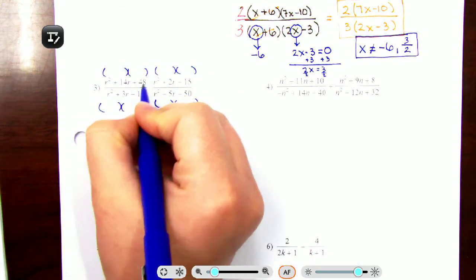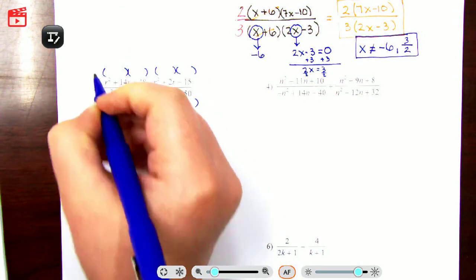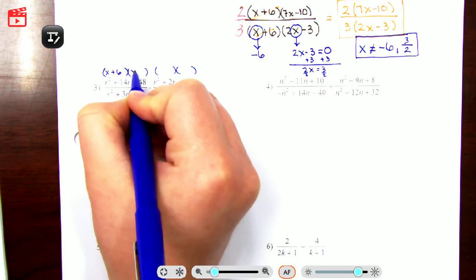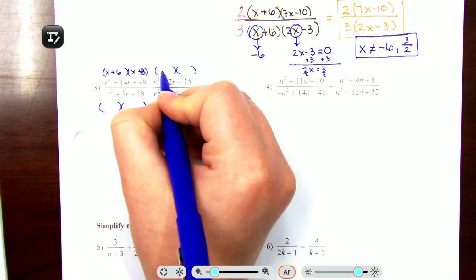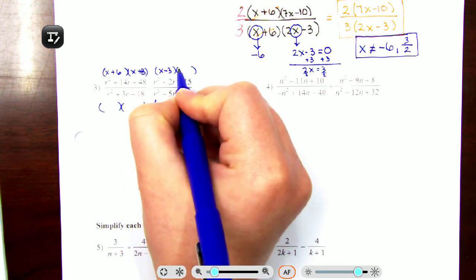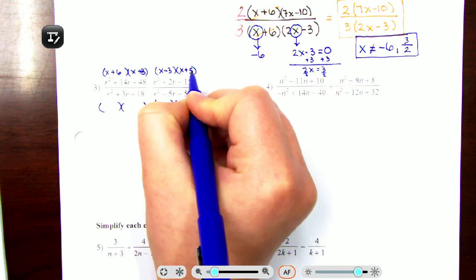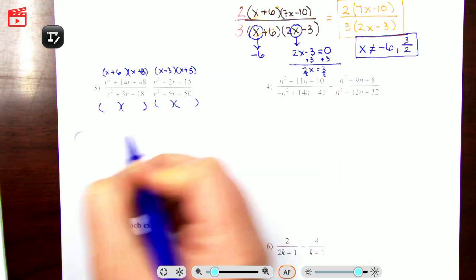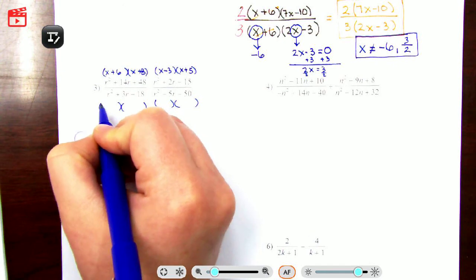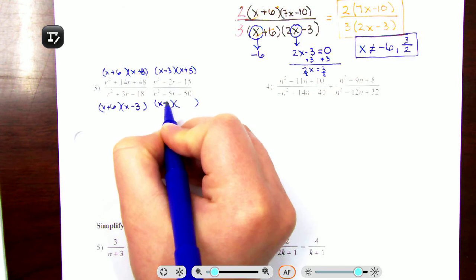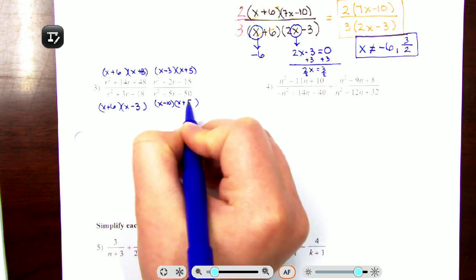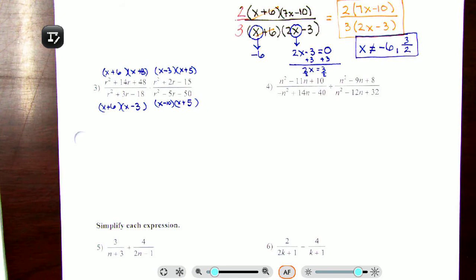Okay, so we have two numbers multiplied to 48, but add up to 14. I get x plus 6, x plus 8. 6 times 8 is 48. Just making sure. And then x minus 3 and x plus 5. That's 5, that's 15. Just double checking my work here. x plus 6, x minus 3, and x minus 10, x plus 5. Now, if you wanted to write the factors somewhere off to the side, you may. I'm just trying to save some space over here.